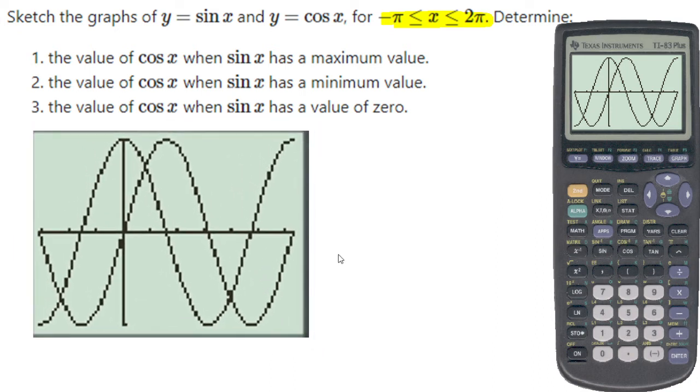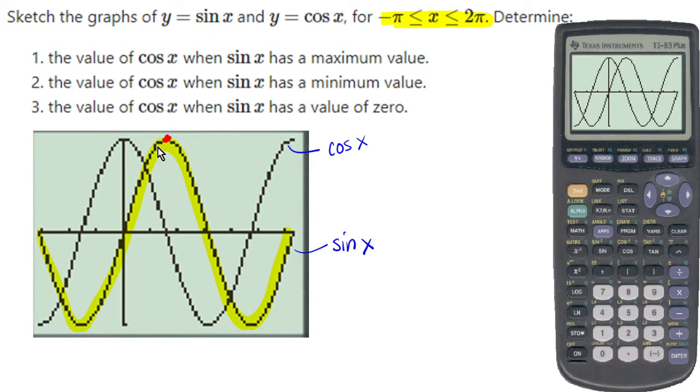We can now annotate our graph here. This line here is our sine of x, and this other line here is our cosine of x. So for the first question, the value of cosine of x when sine of x has a maximum value. Well, sine of x has a maximum value right there.